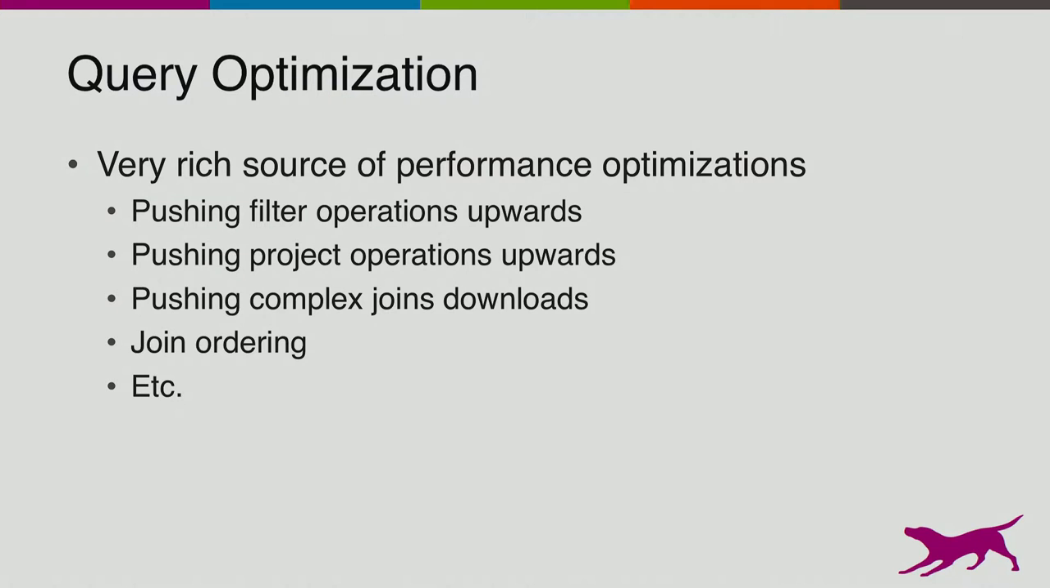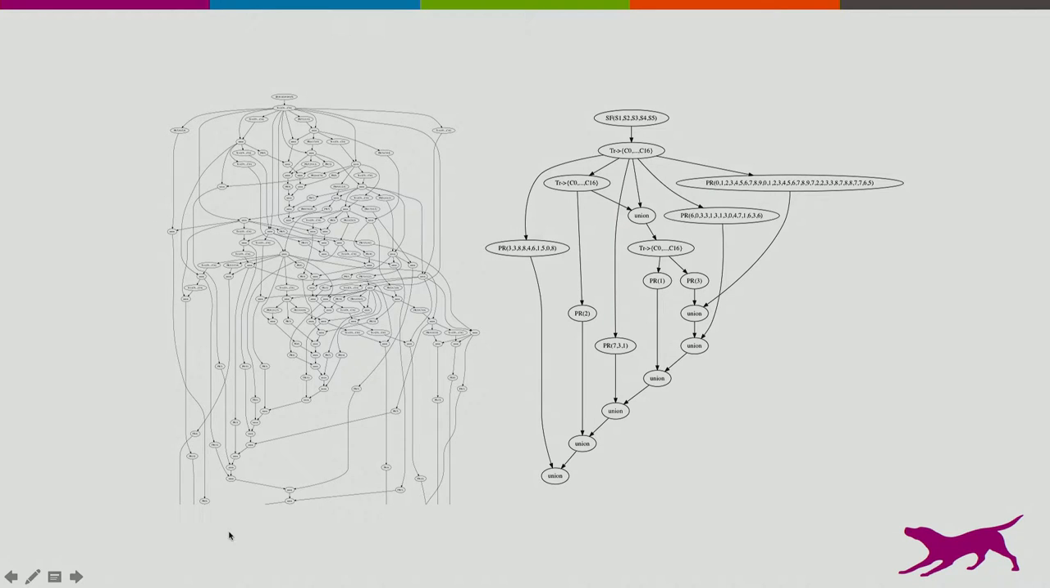For example, if you have a filter operator, like selecting a few rows for a criteria, we want to push this filter operator as far up as possible so that the downstream has fewer data. We also want to push the project operator upward so that you end up with fewer columns. And also join ordering, et cetera. So this is another crazy example of an unoptimized query plan and an optimized query plan. This is generated for stress testing our query planner.